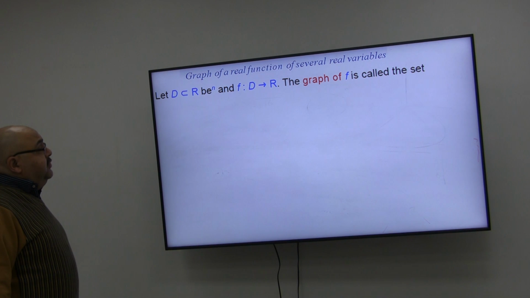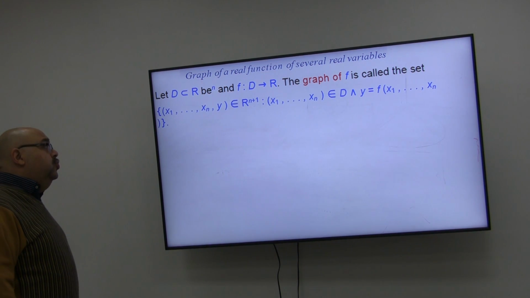Graph of real functions of several variables. We can graph from R2 into R.